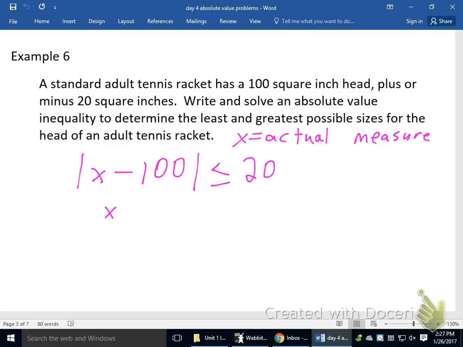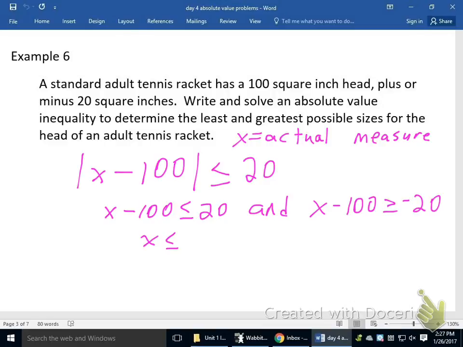Now it did say to solve on this one, so x minus 100 would be less than or equal to 20, but we will use the word and. X minus 100 could be greater than or equal to negative 20, and I did actually change the sign there. I didn't mess up this time around. I'm going to go ahead and add 100, and I'll get 120 square inches is the largest that it could be. When I add the 100 over here, I'll get 80 is the smallest it could be.